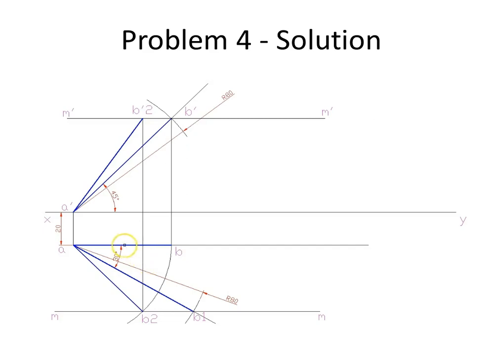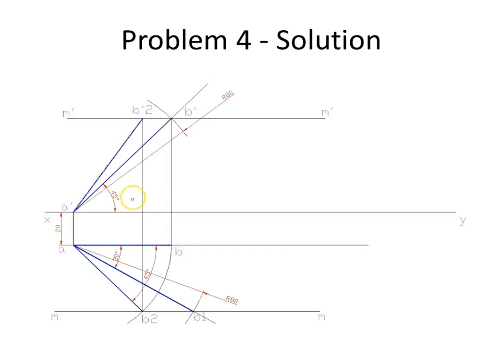So now we have found both the front and top views when it is inclined to HP and VP simultaneously. So now you could see that the top view is inclined at 45 degrees to XY. The inclination 45 degrees is actually with XY and not with the vertical plane. So this is quite important.